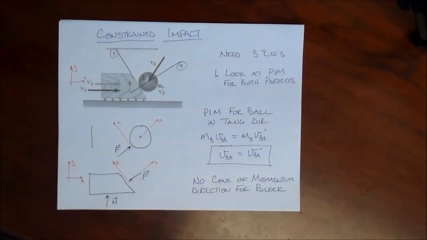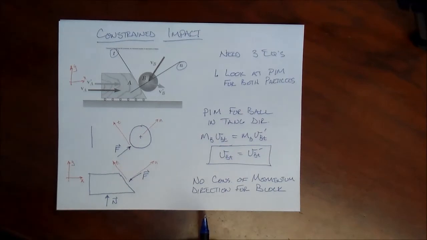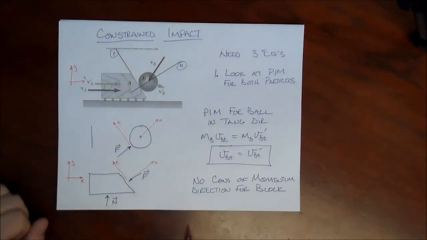So there's no identifiable direction for the block where conservation of momentum is conserved. And that's what we're looking for when we write impulse and momentum equations for collisions. We want to know directions or situations in which momentum is conserved. So we can't go any further with that.